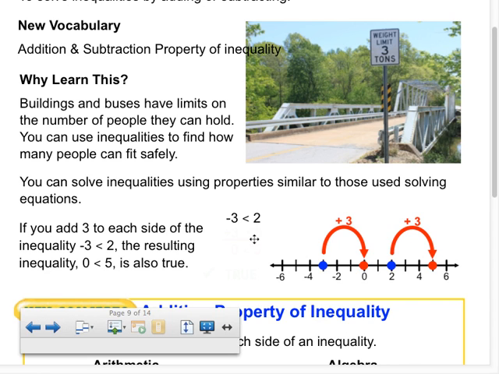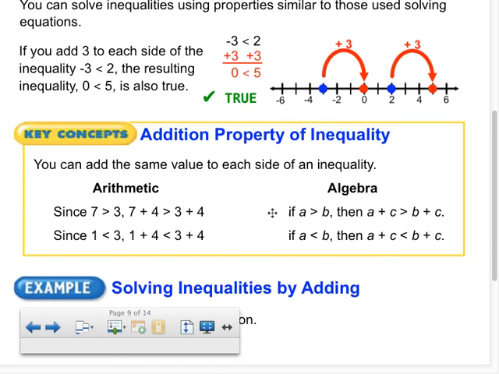Here's my inequality. I add 3 to both sides of the inequality, so this becomes 0, and this becomes 5. And is that still a true inequality? It is. That's the addition property of inequalities. It's not much different than the addition property of equality. But I still have to treat both sides of the inequality the same. Yes? All right, here is the key concept.